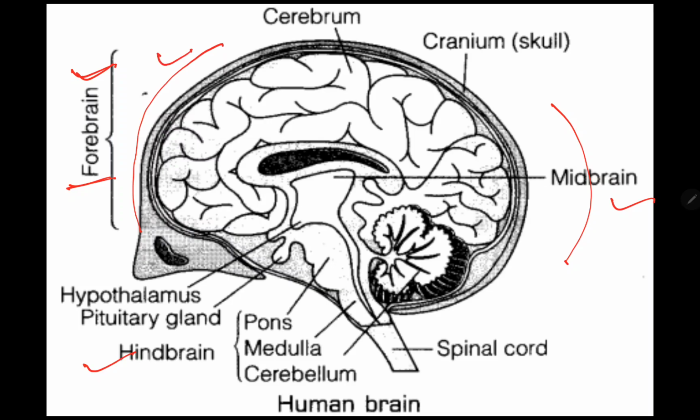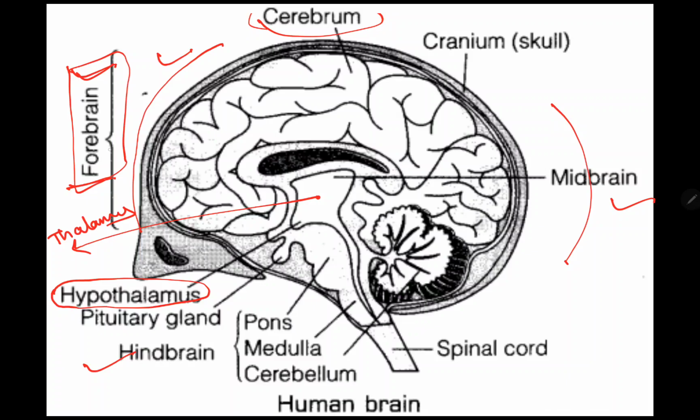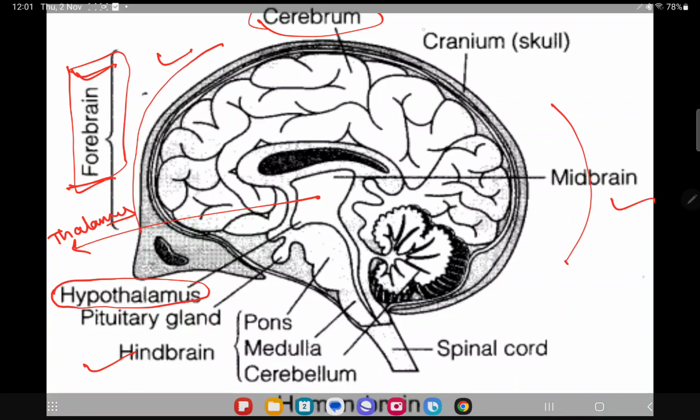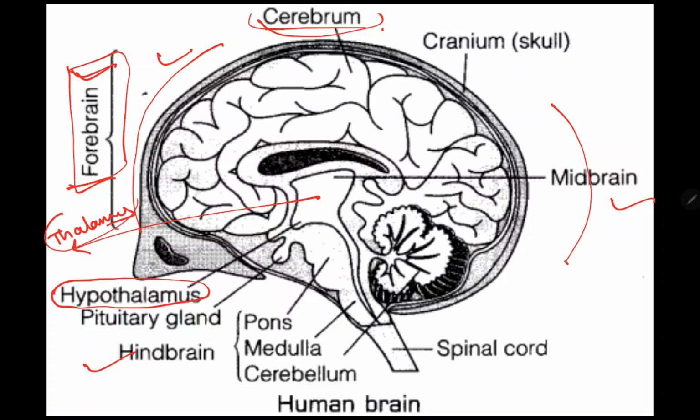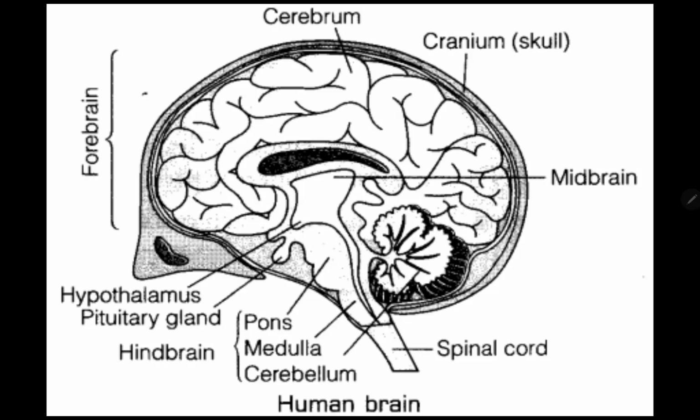It includes the cerebrum, hypothalamus and thalamus. So under forebrain we will study the cerebrum, hypothalamus and thalamus. Now let's start with the cerebrum.